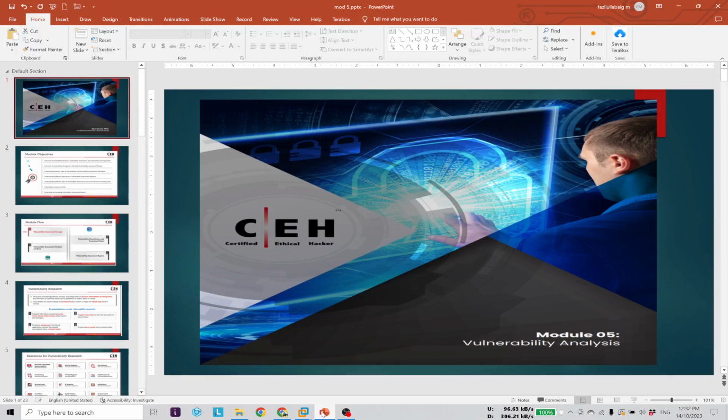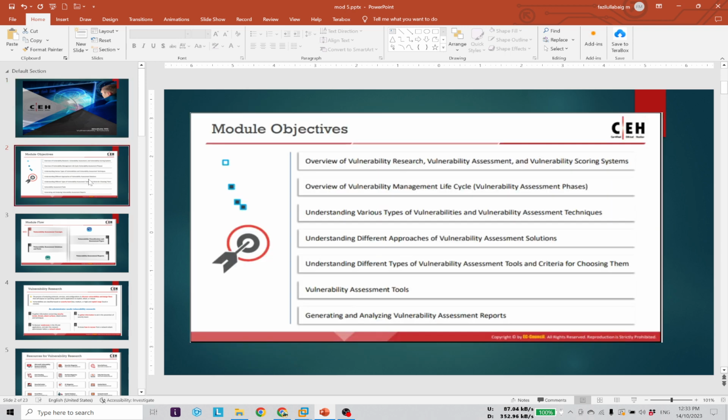Today we are going to cover module 5 from CEH version 11, that is vulnerability analysis. So let's see what is available in this module. Going to the next slide, that is module objectives. We are going to cover these objectives in the upcoming slides.